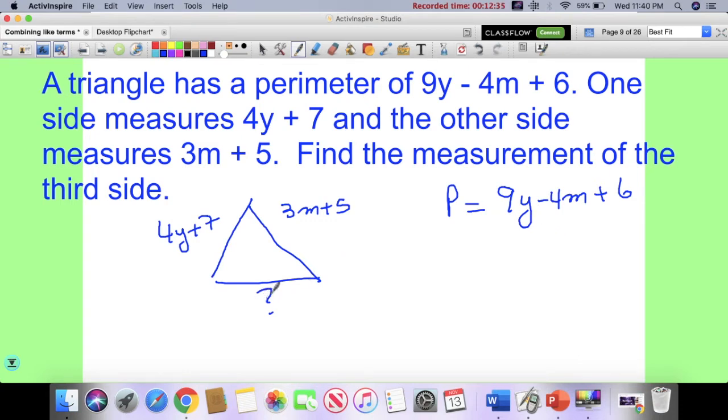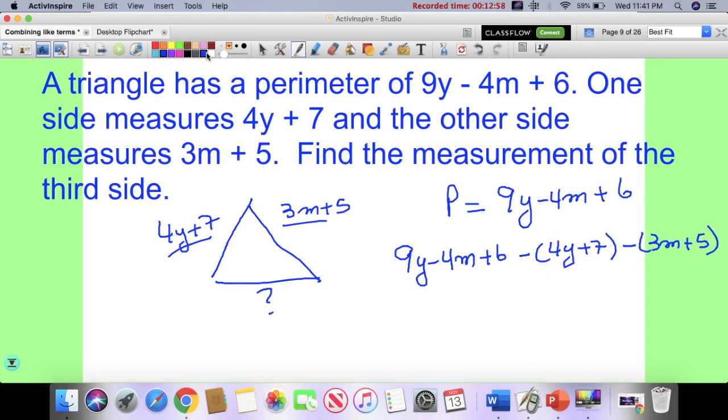So to find this third side, I'm going to have to subtract, right? So subtract these two from that. So I can do 9y minus 4m plus 6, which is the total perimeter. I'm going to subtract this side and this side, so minus (4y plus 7), then minus (3m plus 5). So I get 9y minus 4m plus 6 minus 4y minus 7 minus 3m minus 5. Remember, there's a 1 in here, and I'm going to distribute it properly.